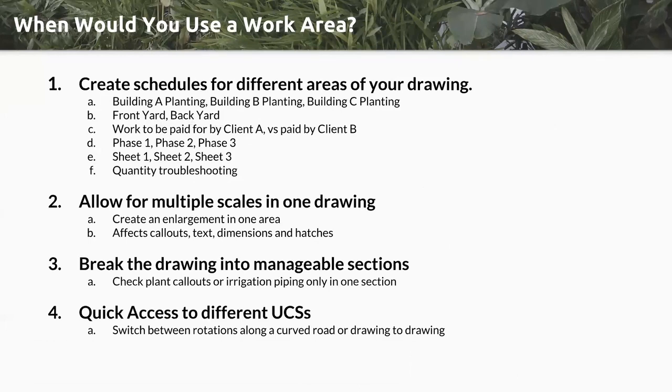I've done it myself for a park where one developer had to pay for one half of the park and another developer, for another phase of the project, had to pay for the other half. So I set up a cost estimate for client A and B that way using work areas. I've done it for phases of a plan, and of course you just saw me doing it for different sheets. You can do it along a roadway if you have a really long roadway planting plan. Using those different UCSs especially, you can go along a curve.